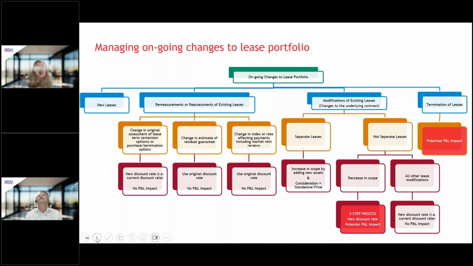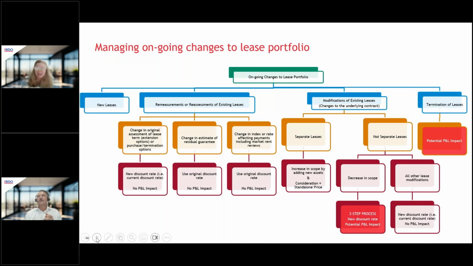There could be reassessments or remeasurements of existing leases because there's CPI changes, there's changes in residual value, or there's changes in your assessment whether you'll use that extension option or not, use that termination option or not. So those are reassessments, remeasurements. Then there's modifications. So the lessor and the lessee agree changes to the original lease, or they put a new lease in place for an asset that was previously leased between them. And there you have to decide, is it a separate lease or is it not a separate lease?